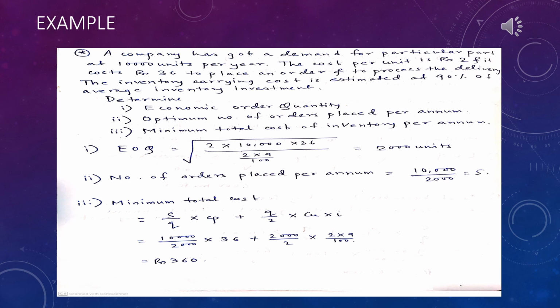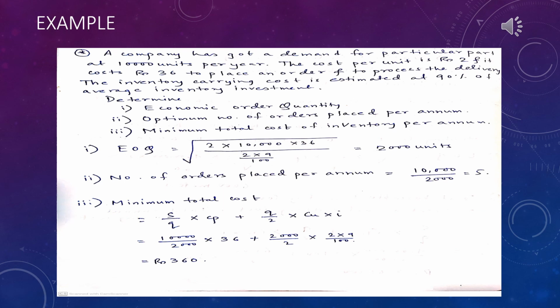Coming back to what we have to find out: the economic ordering quantity, the optimum number of orders that we need to place per year, and the minimum total cost of inventory per annum. Very easy things to find out. From the sum itself, S, the annual demand, is 10,000. The cost of procurement or CP is 36. The cost per unit is given at 2, and the inventory carrying cost is 90% of the average inventory investment.